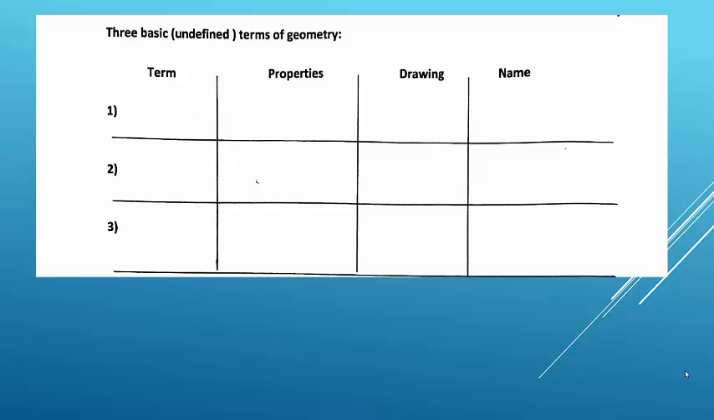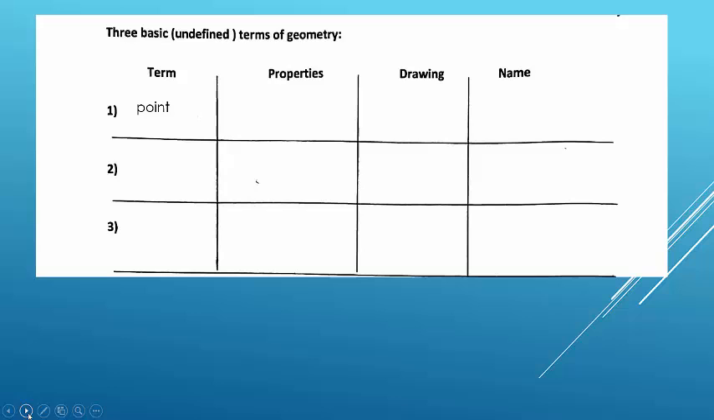Today's lesson is basically going to talk about the three undefined terms of geometry. They're basically the shapes or the things that create shapes. So we start with those. Those are kind of like the building blocks. The first term would be point.